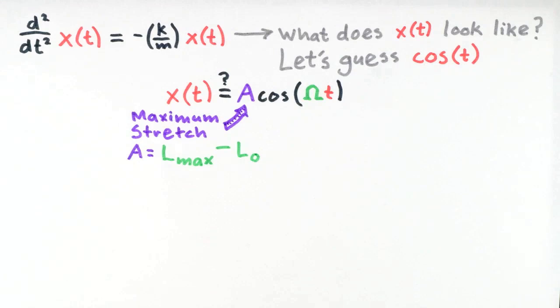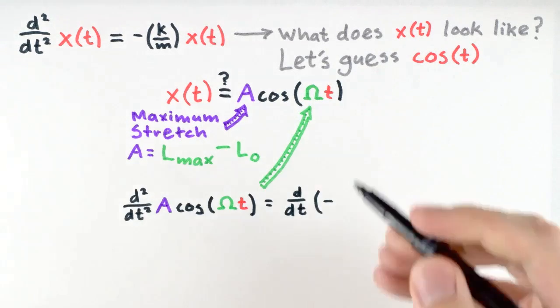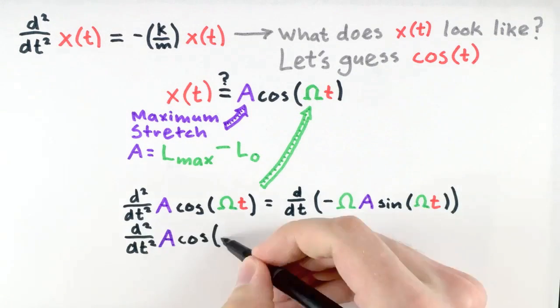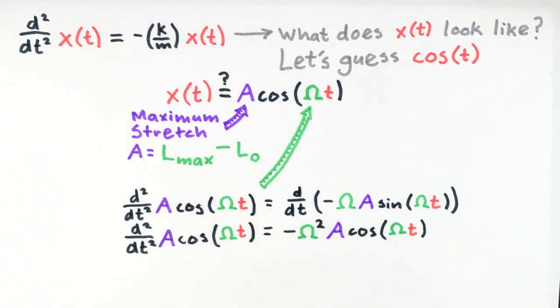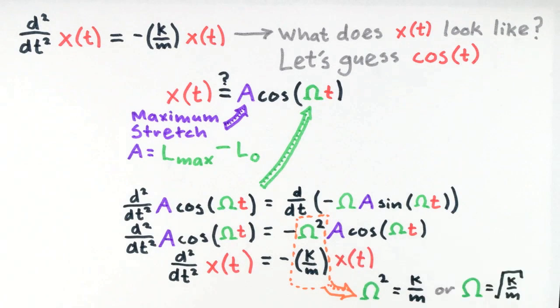The constant omega we can determine by plugging this form of the solution into the equation. By differentiating twice, we end up with this expression, and we see that omega squared is the ratio of k over m, the spring stiffness divided by the mass of the block. Or equivalently, omega is equal to the square root of k over m.